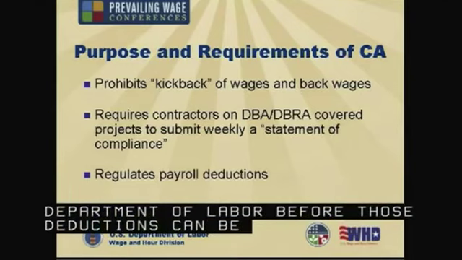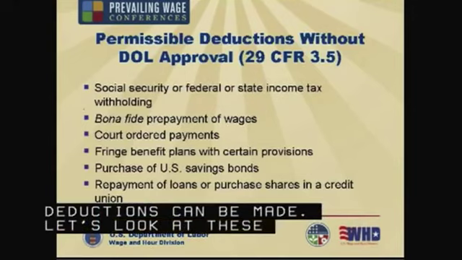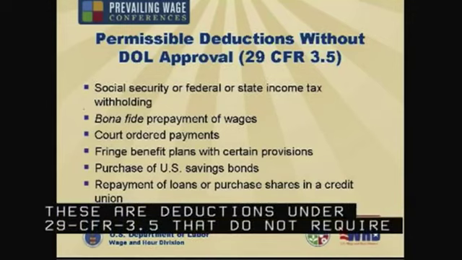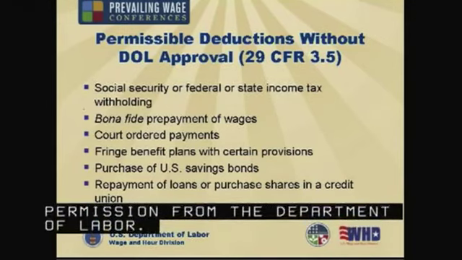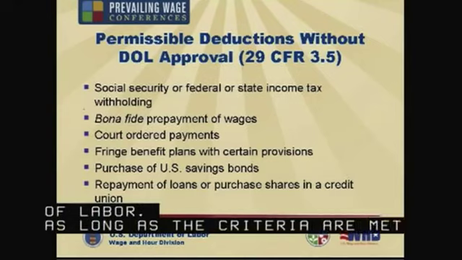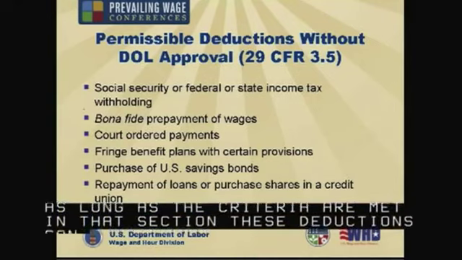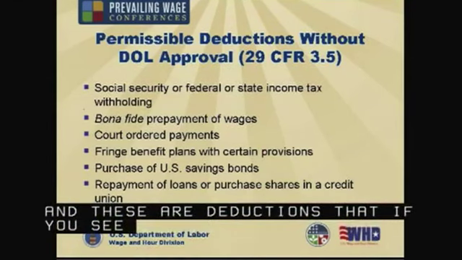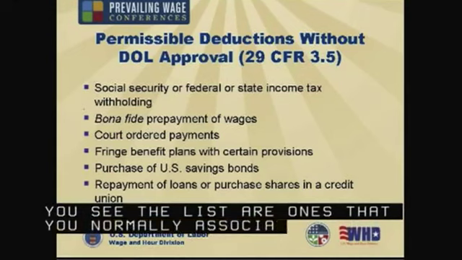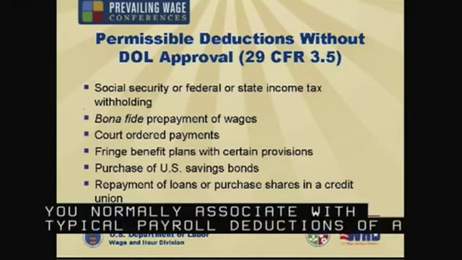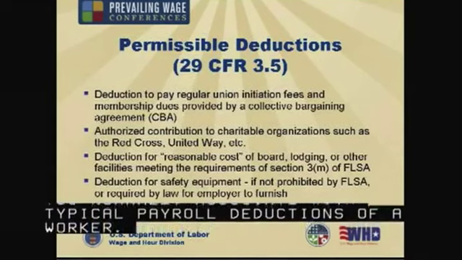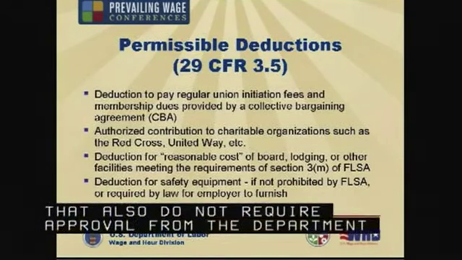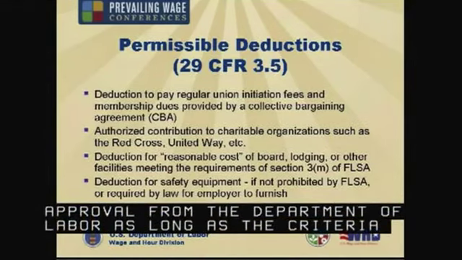Let's take a look at the deductions. These are deductions under 29 CFR 3.5 that do not require permission from the Department of Labor. As long as the criteria are met in that section, these deductions can be made without any approval from my office. And these are deductions that, if you see the list, are ones that you normally associate with typical payroll deductions of a worker. These are additional deductions that also do not require approval from the Department of Labor as long as the criteria listed in 3.5 are met.